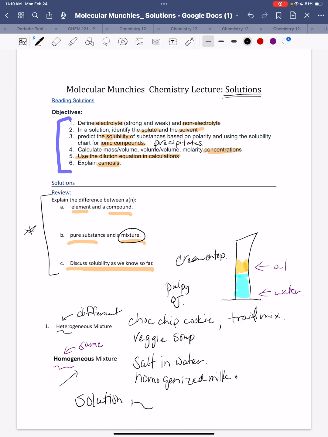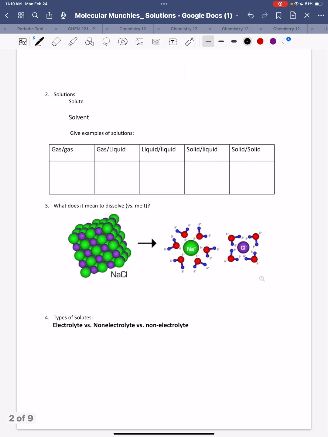And you've worked with several solutions in lab. You've done a saturated salt solution. We looked at that. We've worked with hydrochloric acid solution, where you dissolve hydrochloric acid in water. And you've probably made solutions in your kitchen before. So let's talk about those solutions and what their components are.